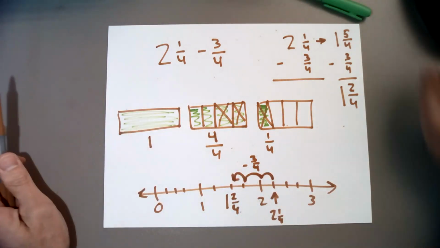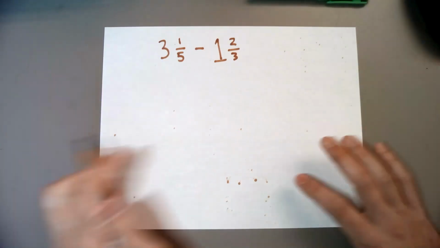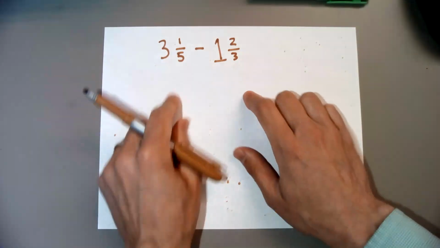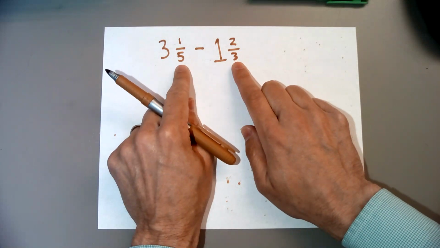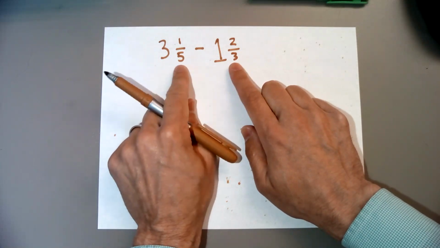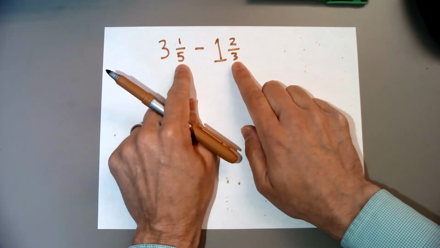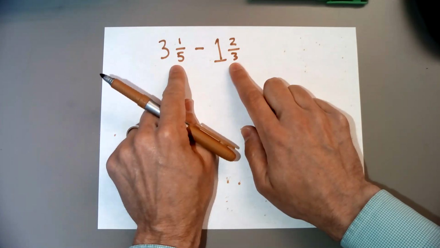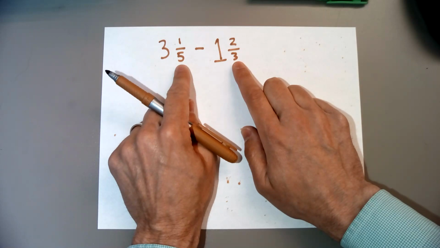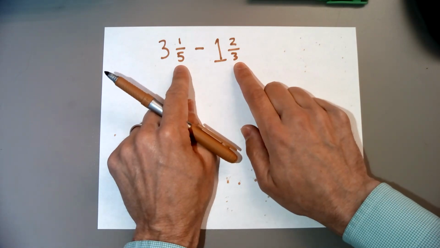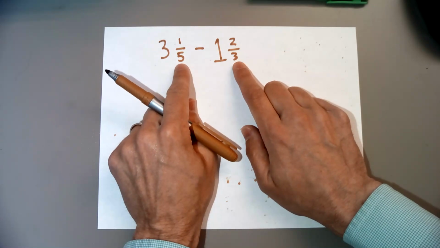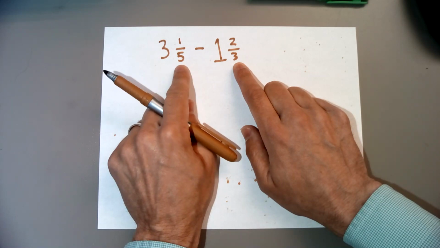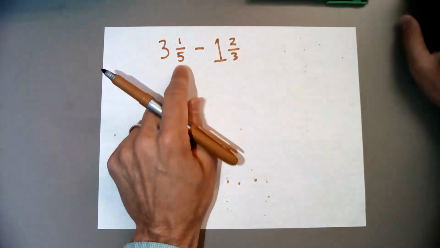Let's do one more. With this one, I just wanted to show the situation if you have different denominators. Now, you already know that you cannot add or subtract fractions with different denominators. So before we go any further, we have to convert these fractions to the same denominator. Now, that's another video, that's another topic, but you will know that 5 and 3, their common multiple is 15. So I'm going to convert these fractions into 15ths.